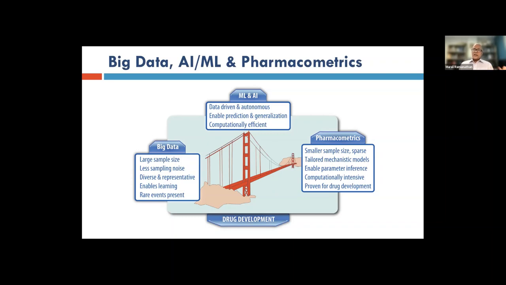And we have to realize that the vast majority of big data that we deal with today are data sets that are being independently obtained in population settings and in very general population or clinical settings. So these are independently acquired, separate from the drug development process itself. So in order to work with big data, AI and ML methods are data-driven and autonomous. You don't need a very, very specific model like you do in pharmacometrics. They focus greatly on prediction and generalization, and they have to be computationally efficient because they have to handle big data effectively. So this is the overarching picture that both my case studies are going to build on.